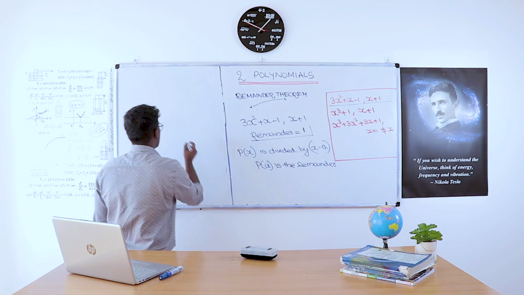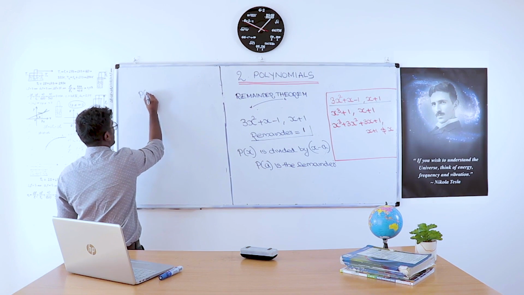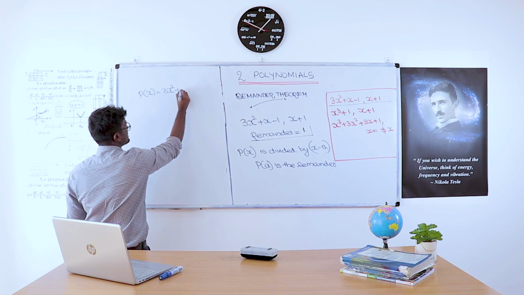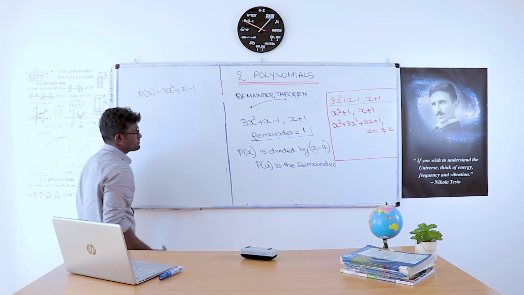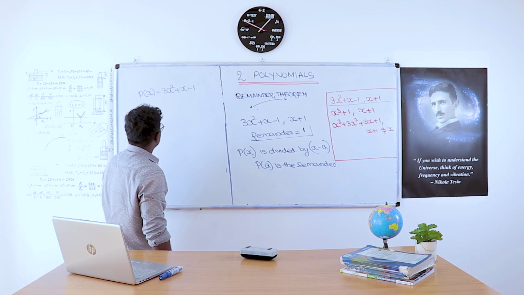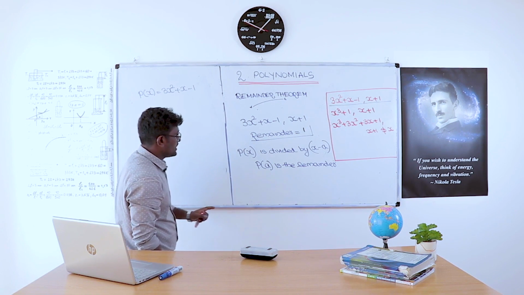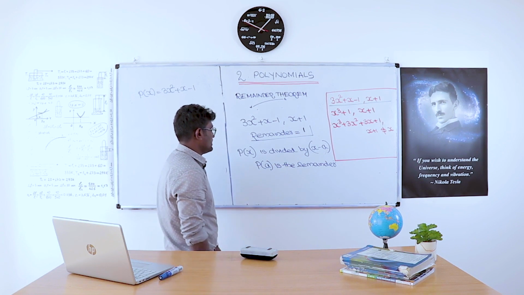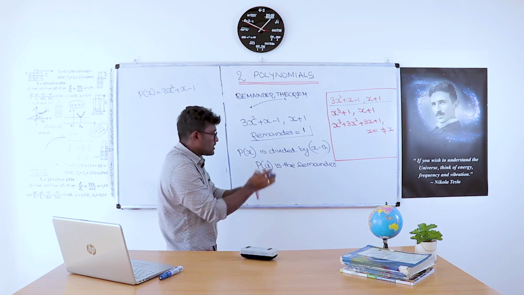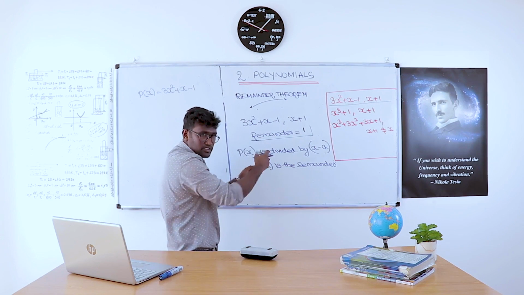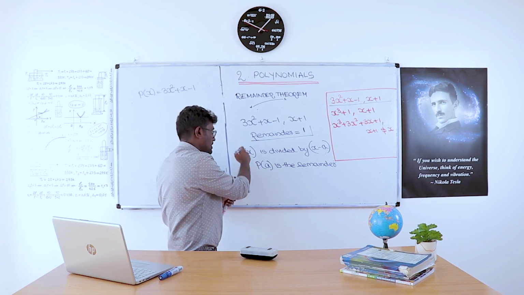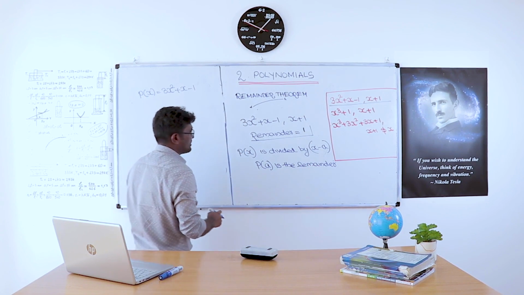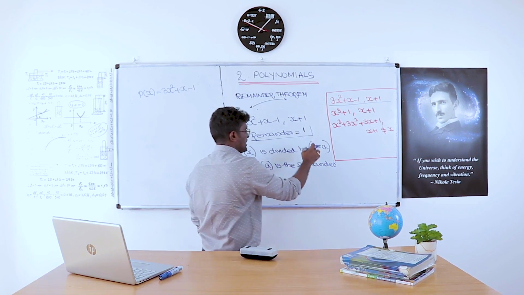So if p of x equals 3x square plus x minus 1, and it is divided by x minus a, then p of a is the remainder. So if a quantity is p of x, that is not my quantity, it is a polynomial. The polynomial is divided by x minus a, then p of a is the remainder. How will you find p of a? So x plus 1 is here.